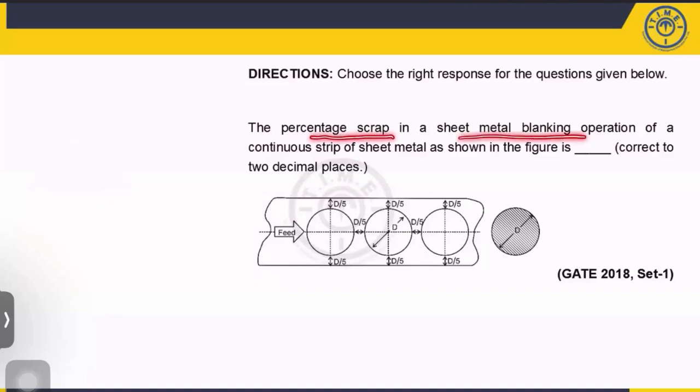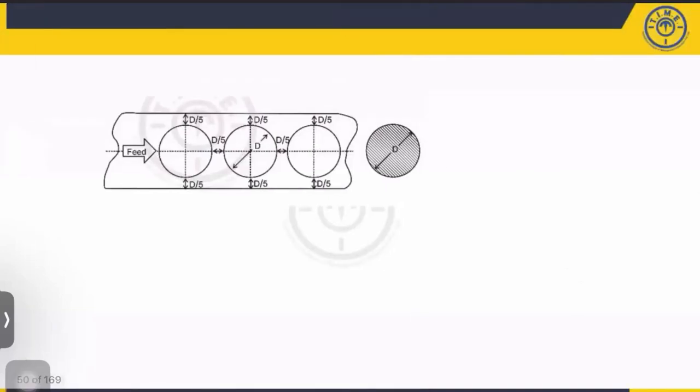The percentage scrap in a sheet metal blanking operation of a continuous strip of sheet metal, as shown in the figure. You have to calculate first of all the percentage of scrap. That means you have to calculate how much amount of material will be wastage, divided by the total area of the sheet metal. For that I will use some geometry. Let us suppose this is the portion I'm considering. I just want to make a single hole. Because it's a percentage, you can consider one or two or three, it will be the same only, because you are dividing by the total area.